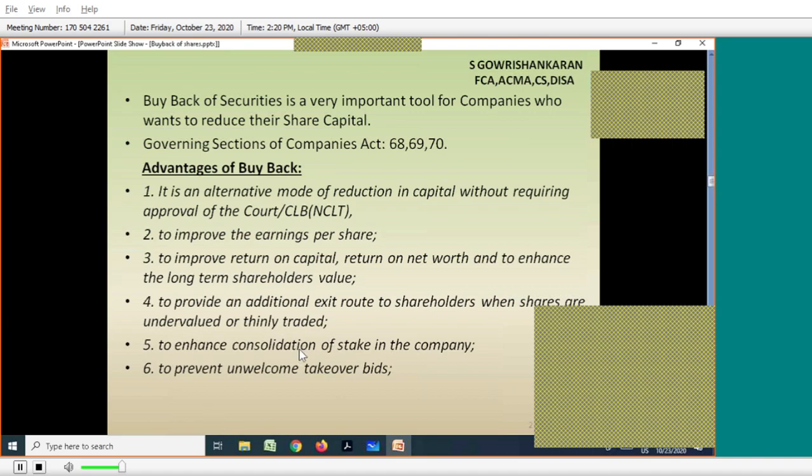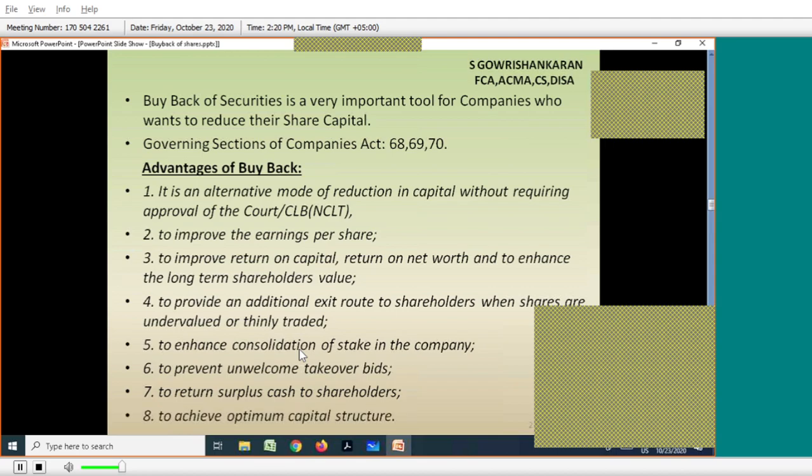Why are we studying all these things, sir? It will be useful. One more reason: to return surplus cash to shareholders. As I already said, I have huge cash in my bank account and I don't know what to do, so I am using it for buyback purposes. That is the reason.